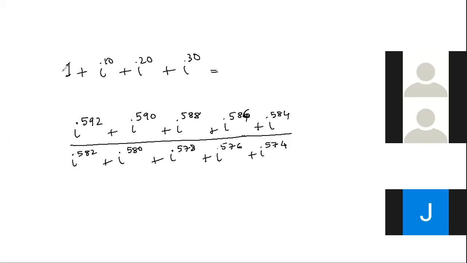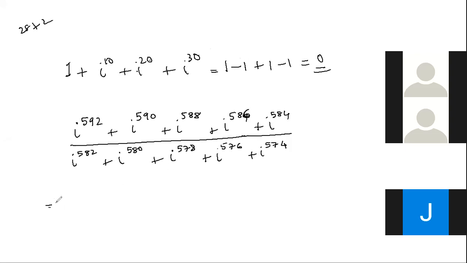This is 1 plus i raised to 10, i squared is minus 1. i raised to 20 is plus 1, a multiple of 4. i raised to 30 is minus 1 again. So 1 minus 1 plus 1 minus 1. So it's a real number, 0. So it will be 0. Did you notice that there is a difference of 10 everywhere?